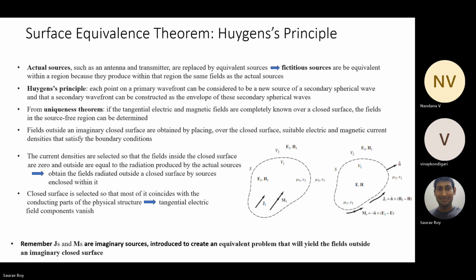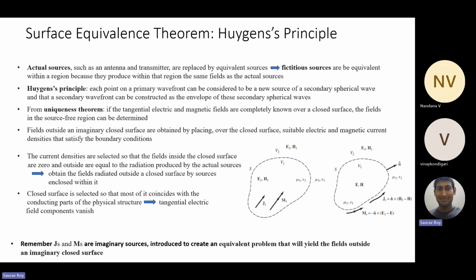Yes. See, what does the uniqueness theorem say? On the boundary, we need to have the tangential electric and magnetic fields. Then we can calculate the fields outside this boundary. If you see in the picture, there are two things mentioned, V1 and V2. V1 is the volume enclosed by S, and V2 is outside.